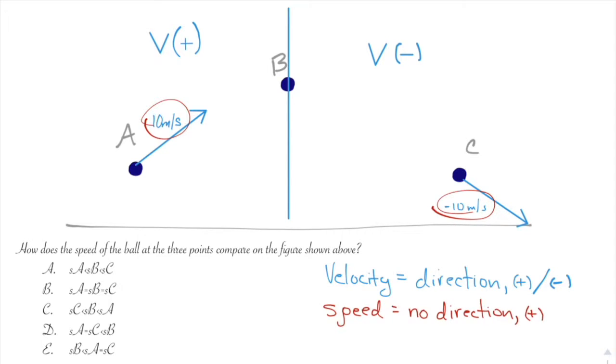And in the same way, you can't say that the ball at point A has 10 meters per second and at point C has negative 10 meters per second, because speed doesn't deal with negative values. Speed can only be positive. Right, so I'm going to demonstrate that here.